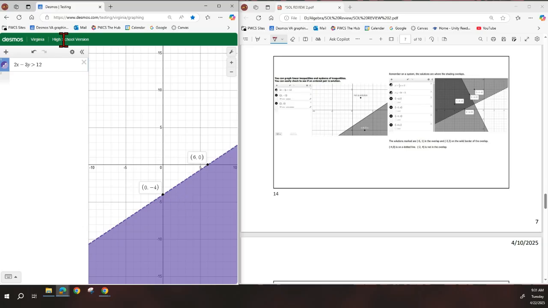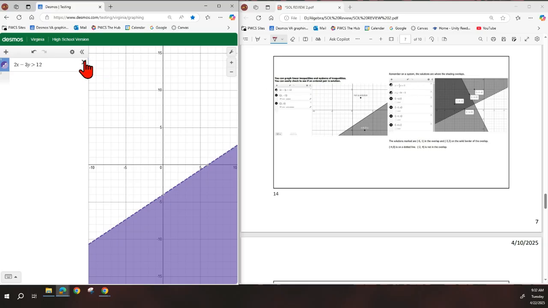If it was a solid line, those points now become solutions. And anything in this purple space would be a solution to this inequality. So if you're asked to pick possible solutions to this inequality, you would pick solutions that are in the purple space. And if it was a solid line, you could pick points that are on the line. If it's not a solid line, like it originally wasn't, then you can't pick points that are on the line. You have to just pick them in the colored area.